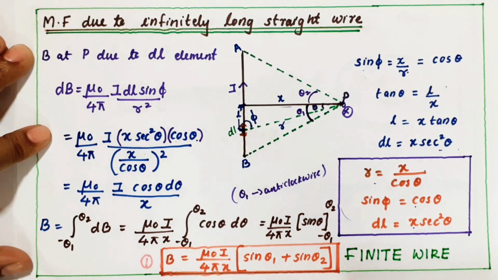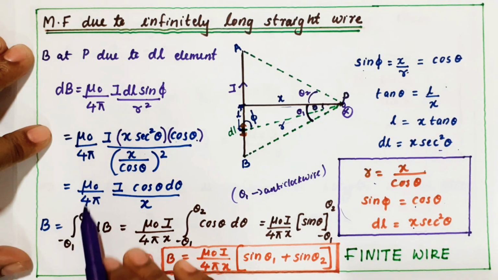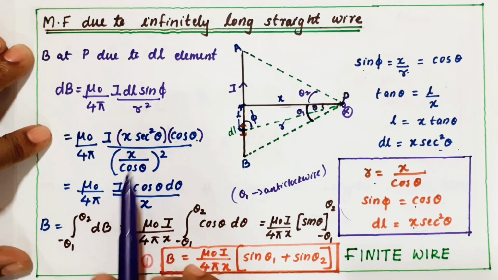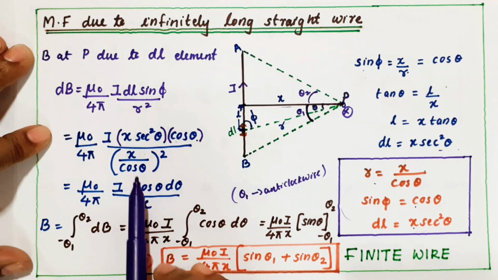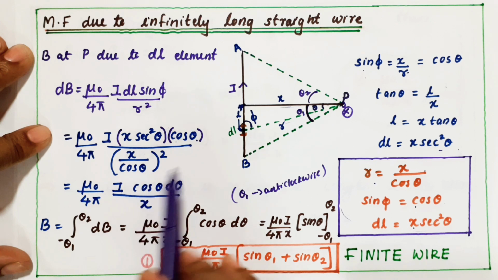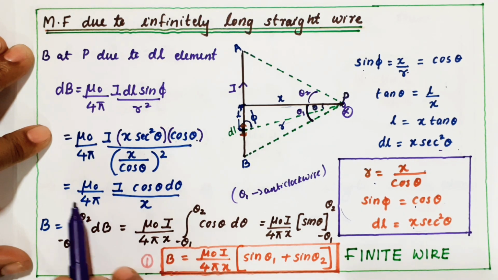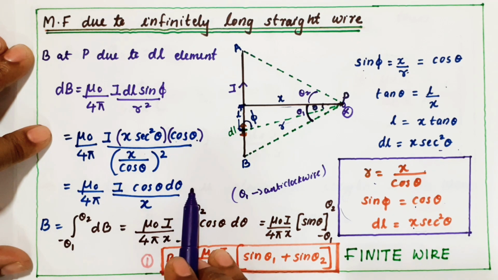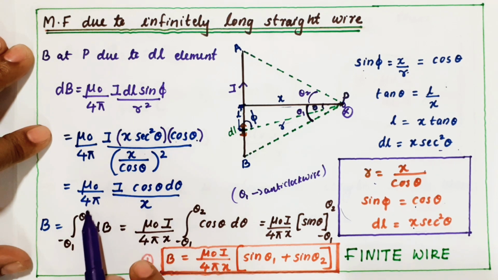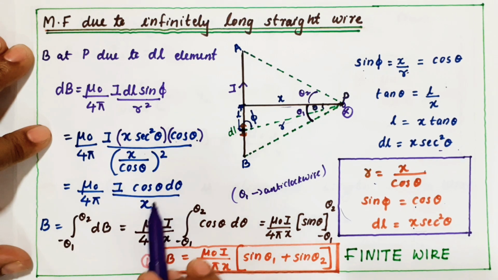Next step, a simple mathematical step: mu naught by 4 pi into I into, we know that sec square theta and cos square theta get cancelled. The remaining term is x and x square, where one x gets cancelled. So your equation is dB equals mu naught by 4 pi I cos theta d theta by x.